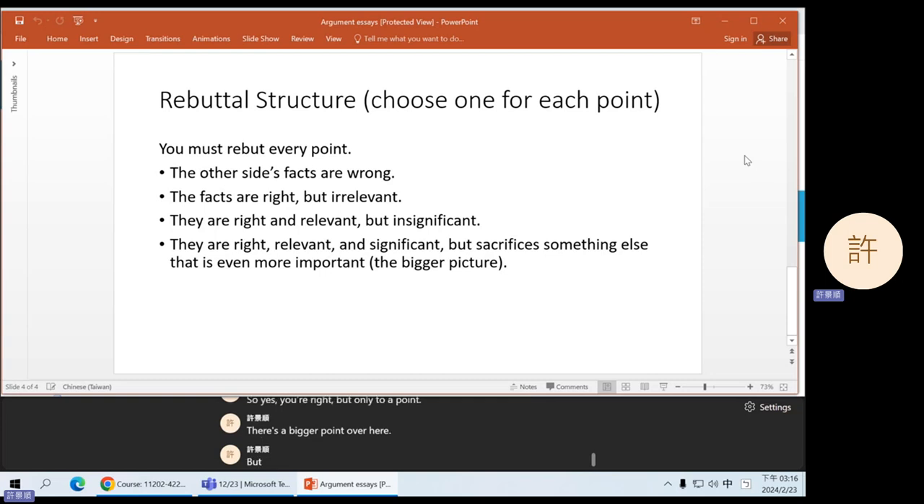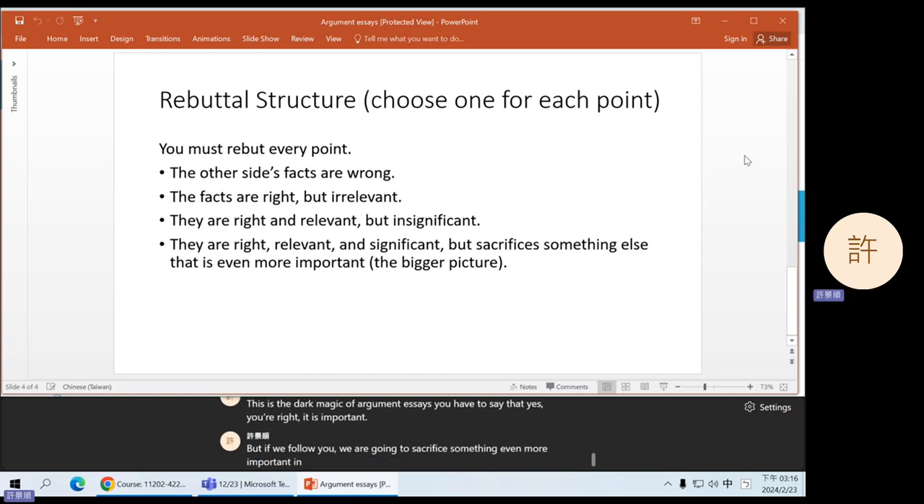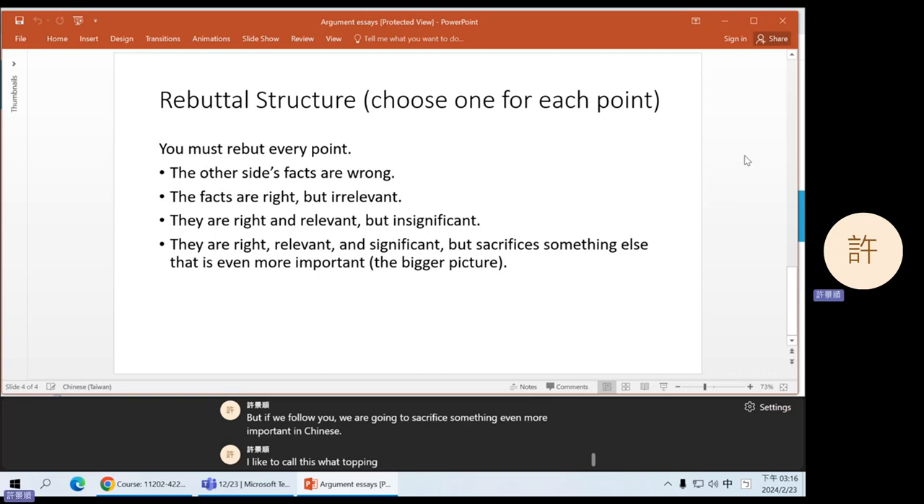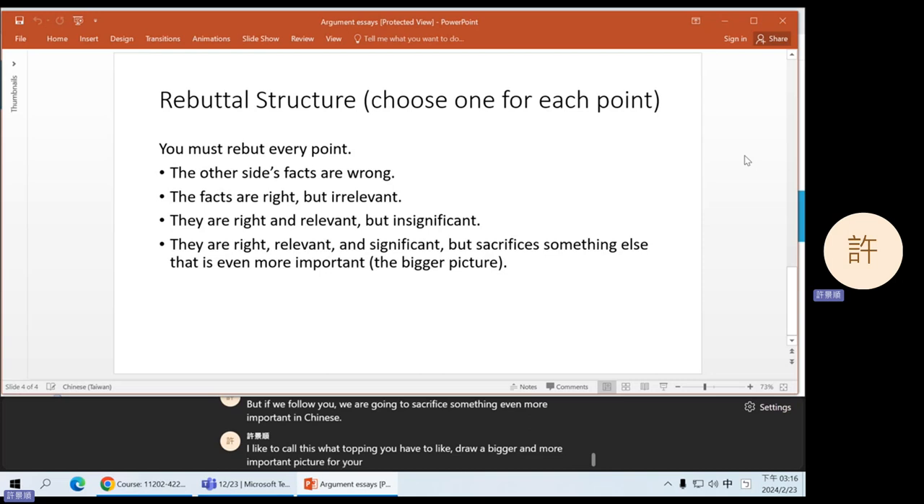But finally, what if they are right, they are relevant, and it is important? How do you respond to that? This is the dark magic of argument essays. You have to say that, yes, you're right, it is important, but if we follow you, we're going to sacrifice something even more important. In Chinese, I like to call this 画大饼. You have to draw a bigger and more important picture for your own side.